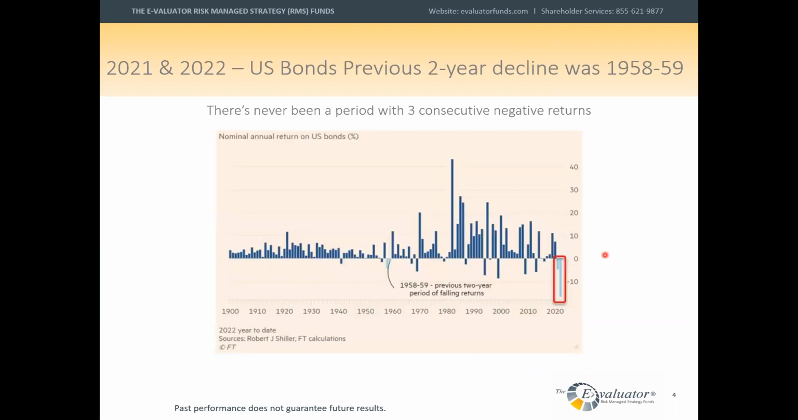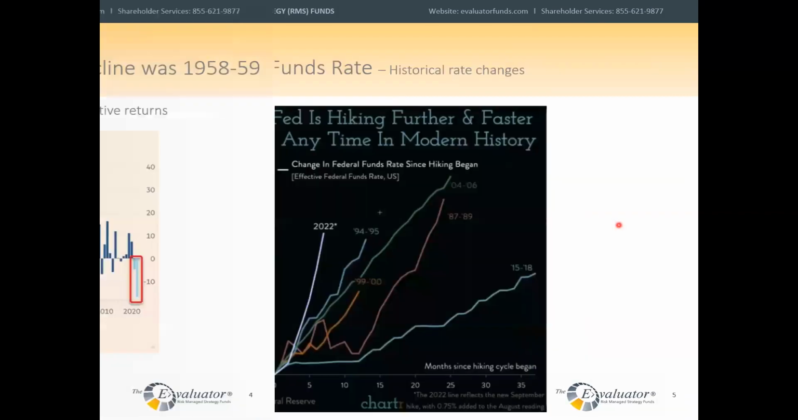Another thing that took place at the end of last year, 2022, was we had 2 consecutive years where bonds posted negative returns. That doesn't happen very often. The last time it happened was back in 1958, 1959. And you can see, as this slide points out, it's never had 3 consecutive negative return years. So hopefully we'll see a positive return in bonds by the end of this year.